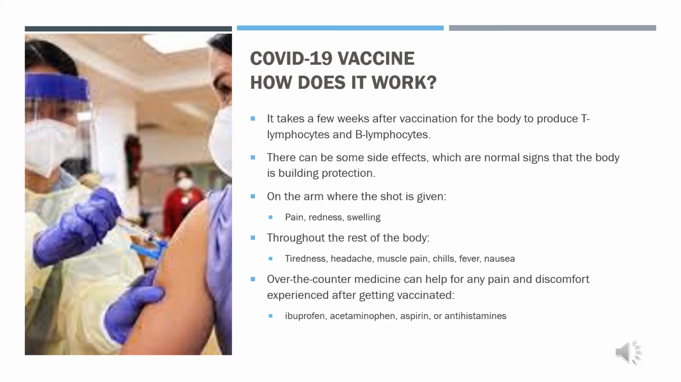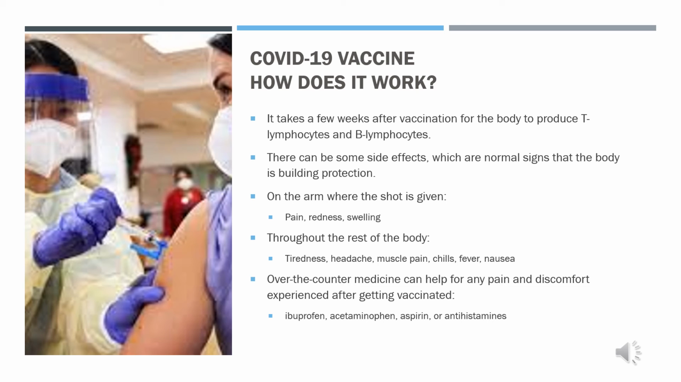There are some things to keep in mind when you are getting the vaccine. It's not an instantaneous immunity that's developed. It does take time, usually a couple of weeks, for the vaccine to help your body create the lymphocytes that are needed to prevent the infection. There can be some side effects, which are normal because they're signs that your immune system is building the protection that it needs from the virus.